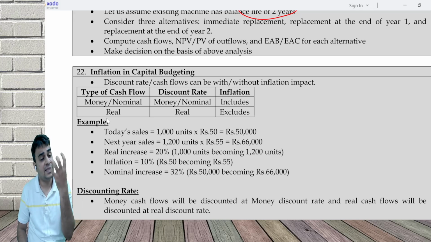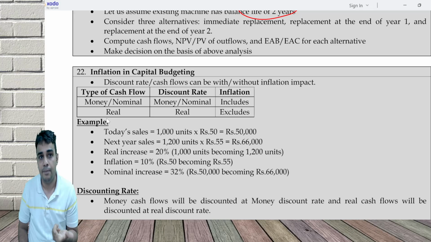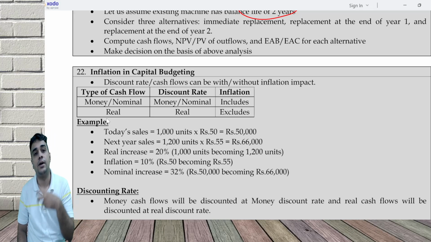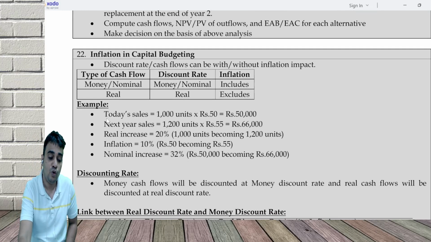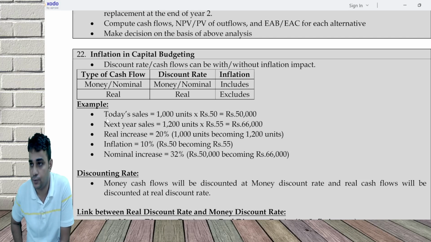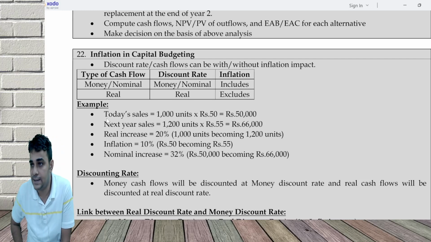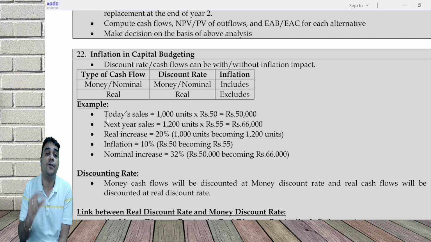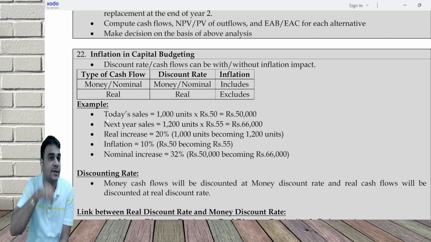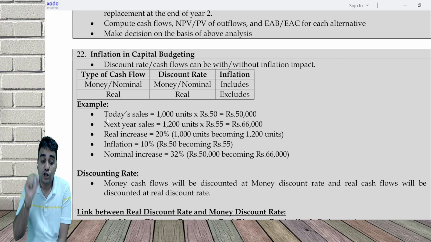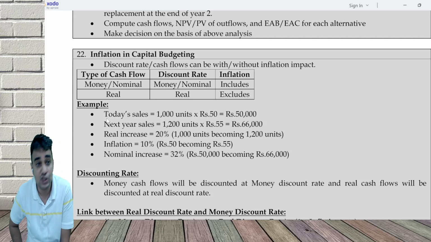Similarly, if you consider the discount rate with inflation, it's called nominal discount rate or money discount rate, and without it, it is called real discount rate. Now, just an example, this will give you good understanding. Today's sales: 1000 into 50, 50,000. Next year sales: 1200 into 55, 66,000. 50 becoming 55 is inflation, which is 10%. 1000 becoming 1200 is real increase, which is 20%.